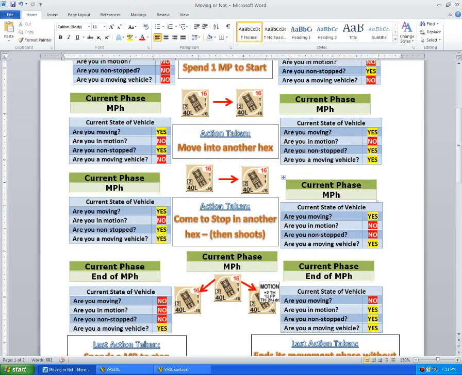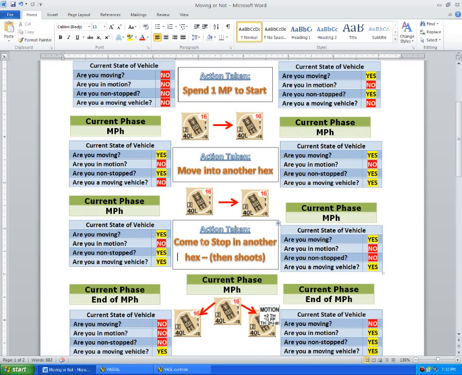And then you just follow the flowchart along. Once we stop, we can then come back up here and go through the start process again, moving into another hex again, stopping again, doing it several times, back and forth, just follow through the flowchart.